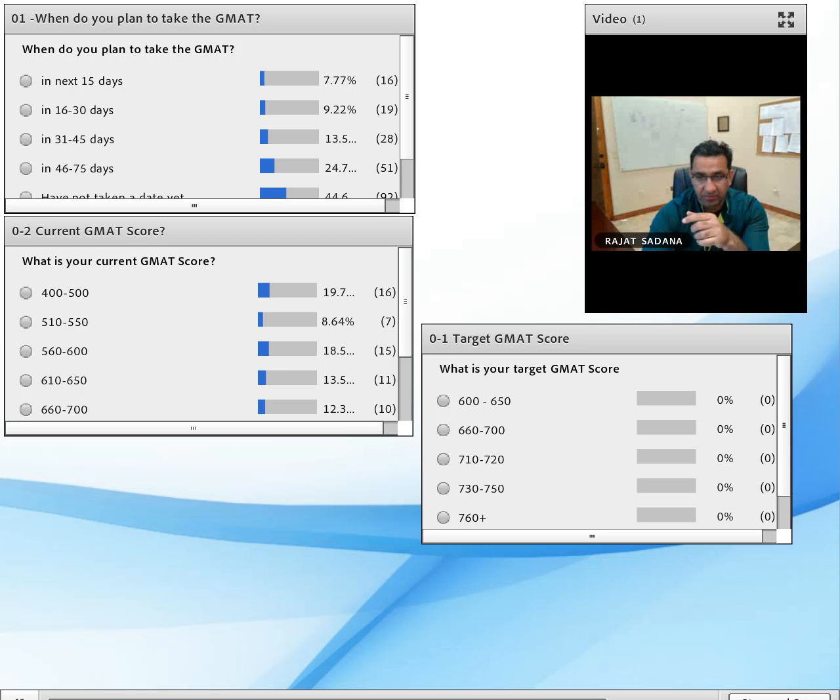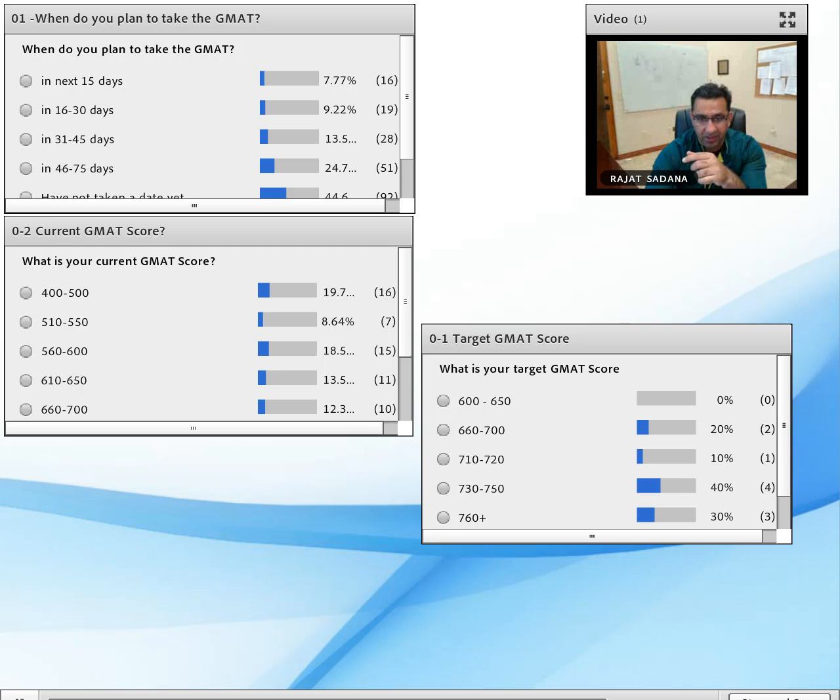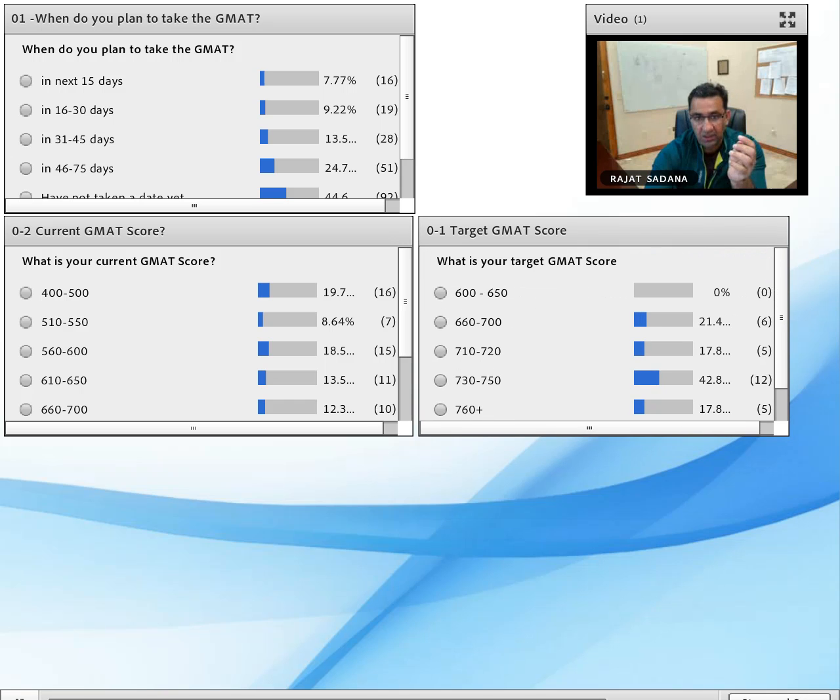We actually reduce the size of my webcam. That way we have the polls neatly organized.